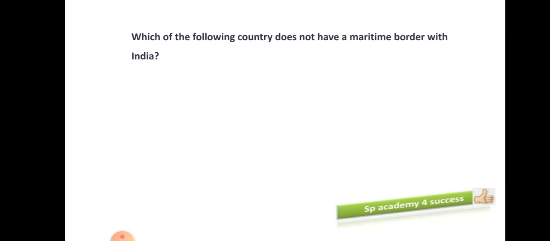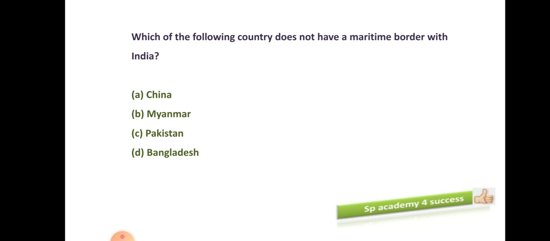The first MCQ for today: which of the following country does not have a maritime border with India? I repeat the question, which of the following country does not have a maritime border with India? Let's see the options first of all. China, Myanmar, Pakistan and Bangladesh.